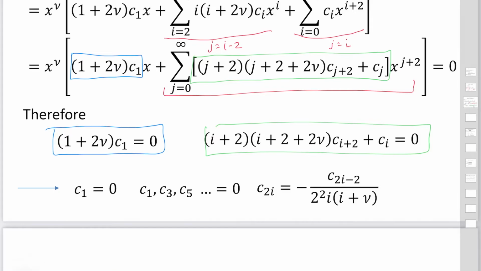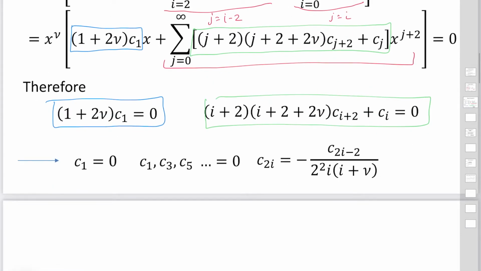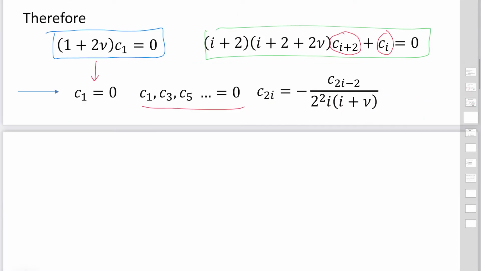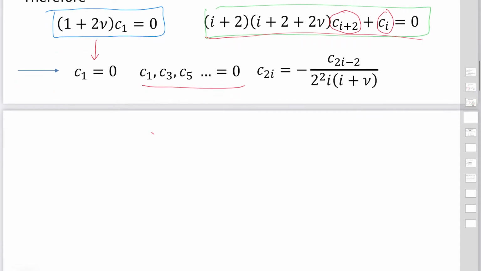From the first equation, you can find c sub 1 is 0. By using the second equation, if c sub 1 is 0, c sub 3 becomes 0. So c sub 1, c sub 3, c sub 5, all the c sub odd numbers become 0. From the equation for c sub i plus 2, c sub i plus 2 equals minus c sub i over i plus 2.